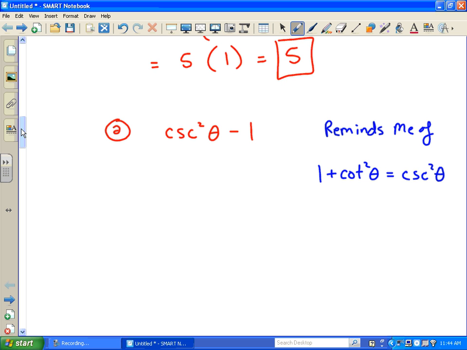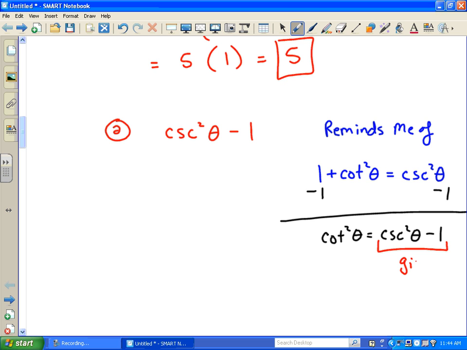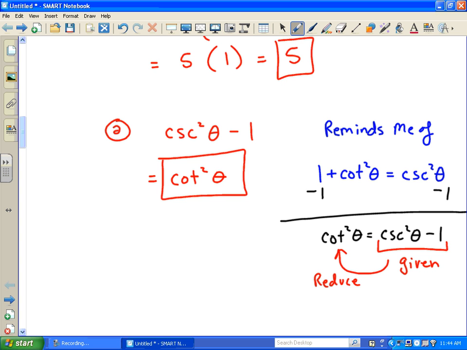If I take this identity and I subtract over the 1, then that gives me a new identity that says cotangent squared is equal to cosecant squared minus 1. Well, this is what I've been given. And so what I've been given can reduce to cotangent squared. And so this particular problem simplifies to just cotangent squared of theta. And I'm done.